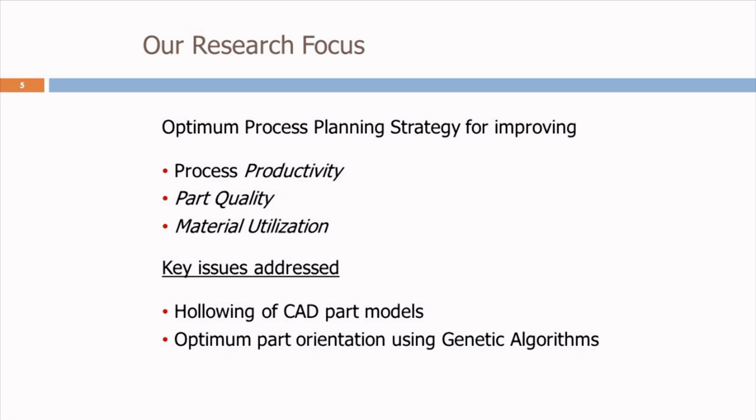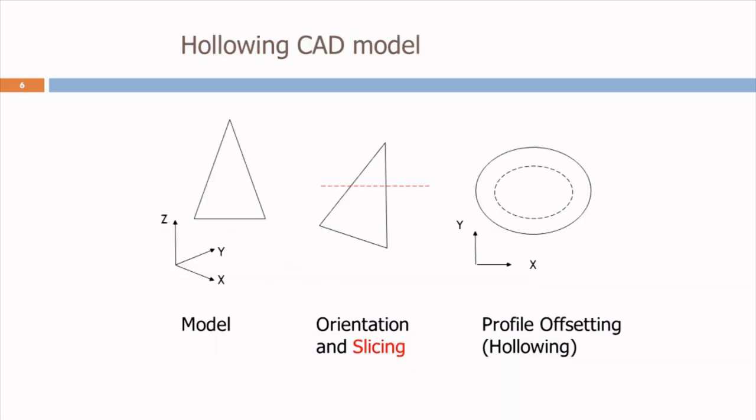One is the hollowing of the CAD models, and the second one is optimum part orientation using the genetic algorithms. Let me spend a few words on what hollowing is. First, a question comes: why hollow a part?